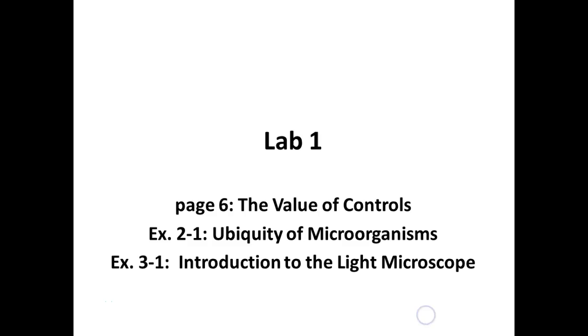Okay, so lab 1 is we're going to go over the value of controls. That's summarized in page 6 of your lab manual, which is the first page of the packet that I have for you guys with the little smiley faces on it. We just did the lab Ubiquity of microorganisms, and so we're going to talk about that. We're going to introduce the light microscope, and next week you will actually use the microscopes that you picked your numbers for.